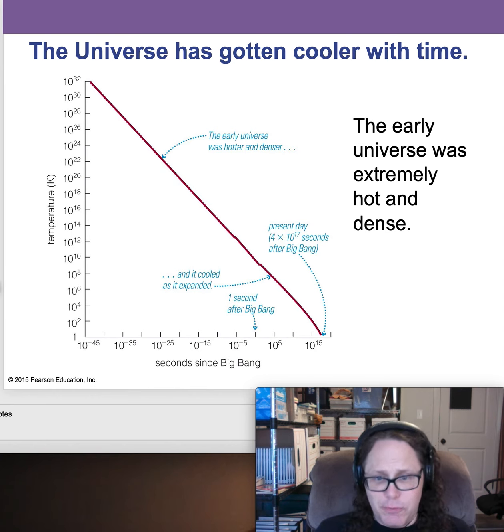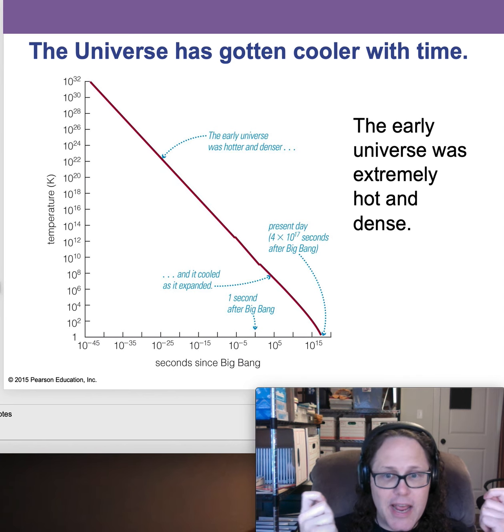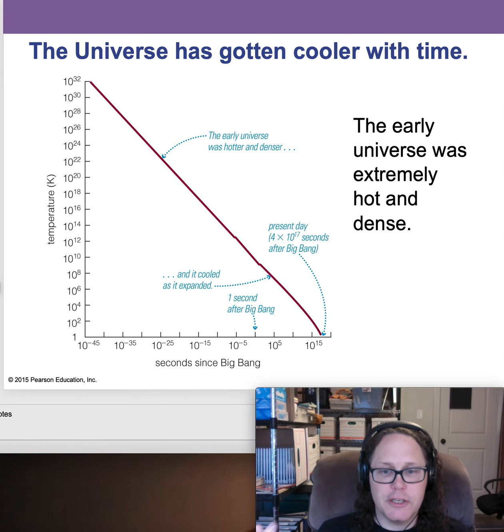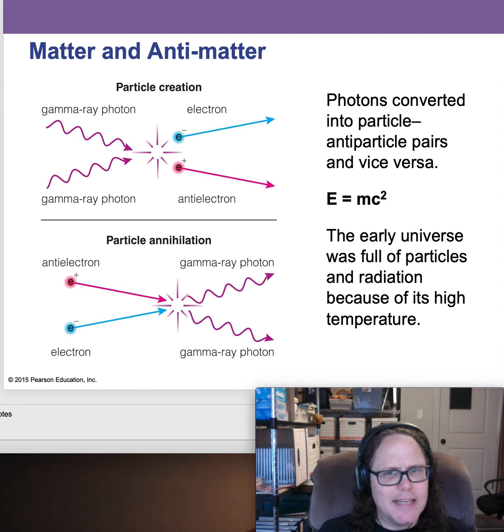So those are a bunch of big, weird numbers. What they really mean is that the early universe was extremely hot and dense. And as the universe has expanded, it has gotten cooler with time. And when matter is really hot and dense, it does some strange things. Remember, mass is a form of energy. You can convert mass into light. But the reverse is also true. You can convert light into mass.